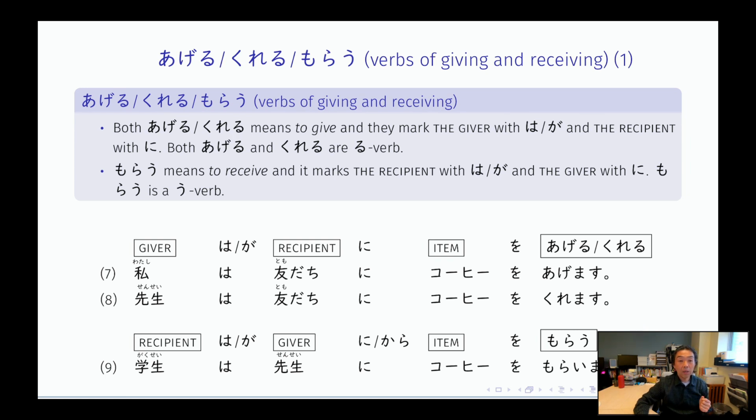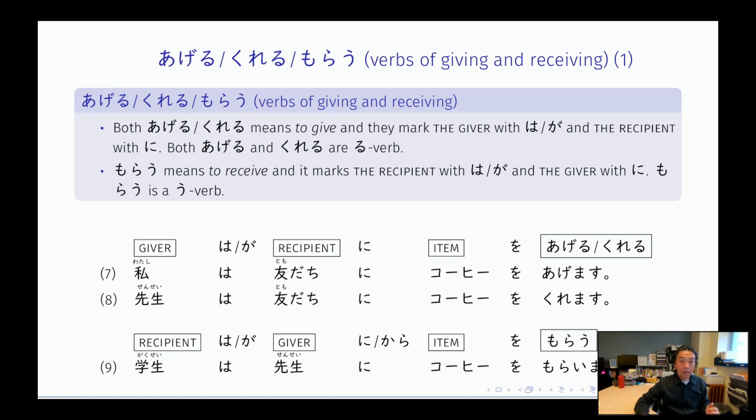Okay? So basically, it's a transaction between two people. One person gives something to another person. So we have two individuals here. One is the giver, and the other one is the recipient. And also, you have to have an item. So there's an item for the transaction. Okay? So whenever you use ageru, kureru, morau, you always have a giver, someone who gives the item, and someone who receives the item, the recipient, and then also the item.